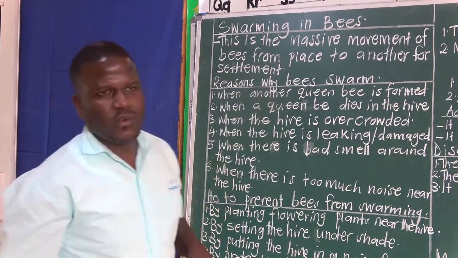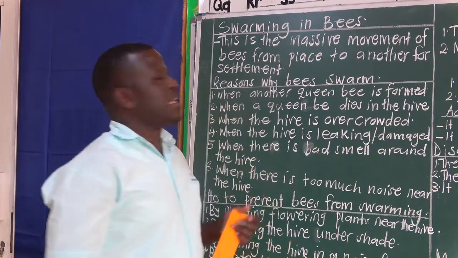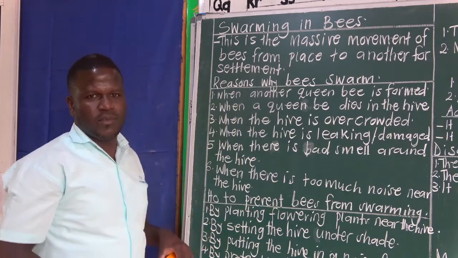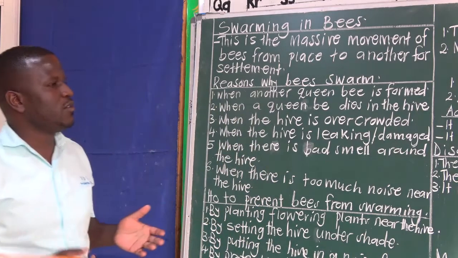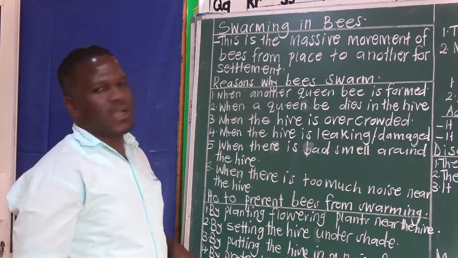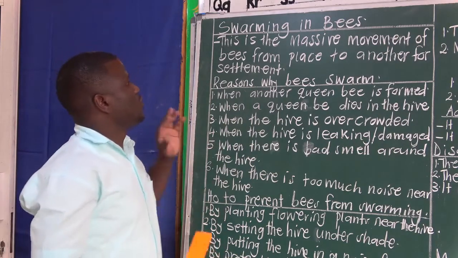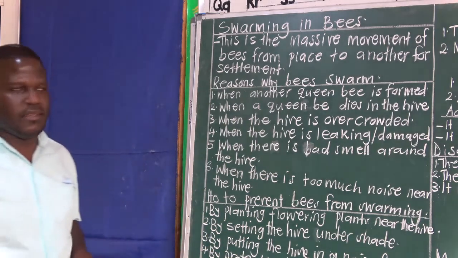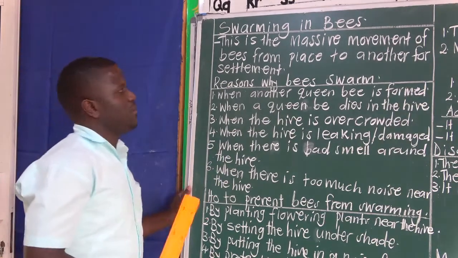In our previous lesson, we looked at types of bees. We said we have three types of bees: queen bee, drone bee, and worker bees. So today we're going to look at swarming in bees. What is swarming in bees?